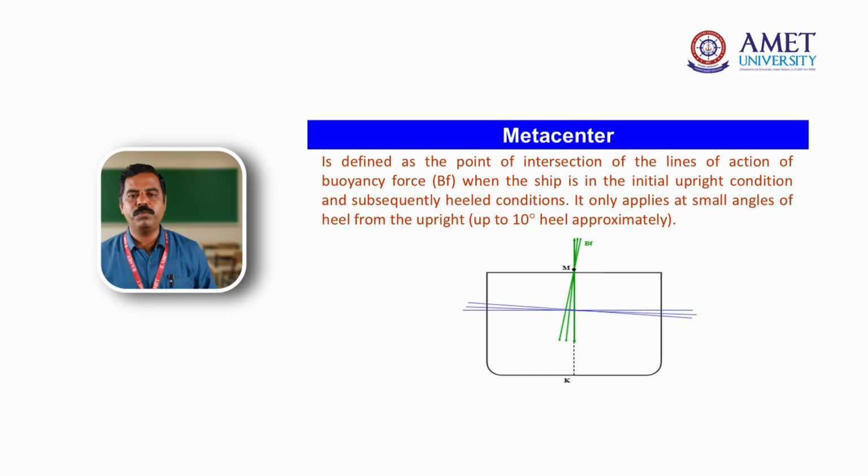Due to an external force, it may shift either to the port side or to the starboard side of the vessel. If it shifts, the line of action also moves. The point where the shifted line of action intersects the initial line of action is called the metacenter of the vessel. The total buoyancy force has to match the weight force of the vessel. Then only will the vessel be in a free floating condition.